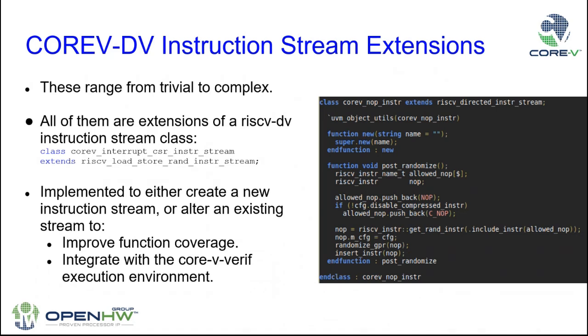This ranges from very trivial to very complex. On your right-hand side is a code snippet of probably the most trivial extension that we've done here. All the extensions are done as class extensions of an existing riscv-dv class. And these extensions all exist for a reason. Some of them are to improve functional coverage, some of them are to target specific code coverage, others are to integrate the environment.